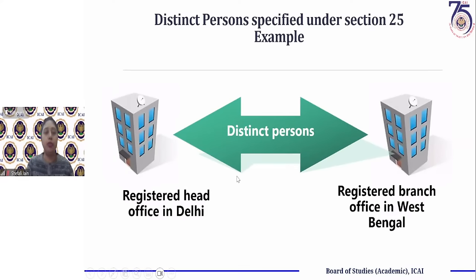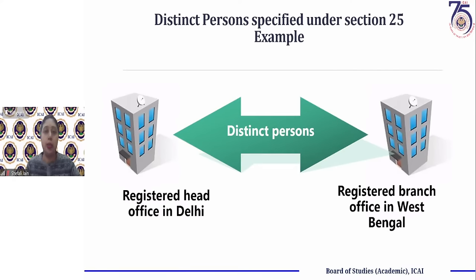First of all, we are understanding what a distinct person means. Related person has a specific definition: it can be your relative, your sole selling agent, or a third person who has control over the two units, in which case these two entities become related. There are so many clauses, and we'll do those in detail in the next class. But another term is distinct persons. This supply should be between related persons or distinct persons, and then even without consideration it is deemed a supply. So what is a distinct person?